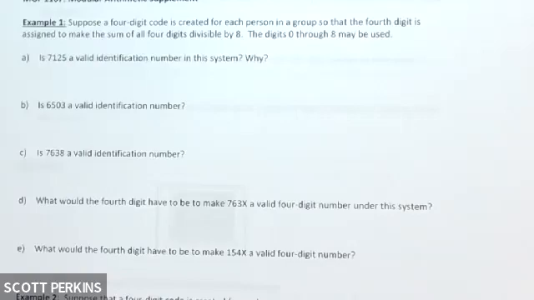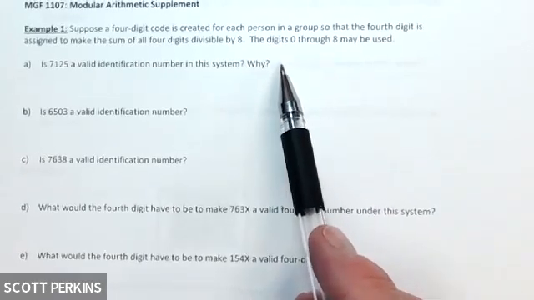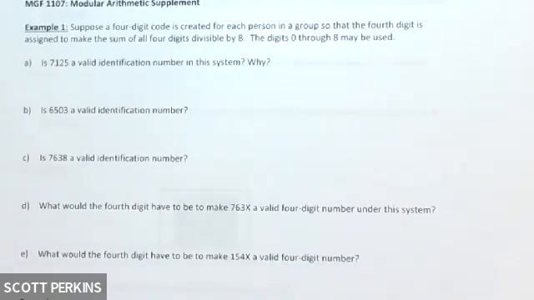Example 1 says this. Suppose I have a 4-digit code, and it's created for each person in a group so that the 4th digit is assigned to make the sum of all 4 digits divisible by 8. So this is the simplest idea of how you would make a code that's unique to you, and you give everybody in your club one, and you know if somebody made one up because you do the quick check and it's not divisible by 8. We're also given the idea that the digits 0 through 8 can be used.